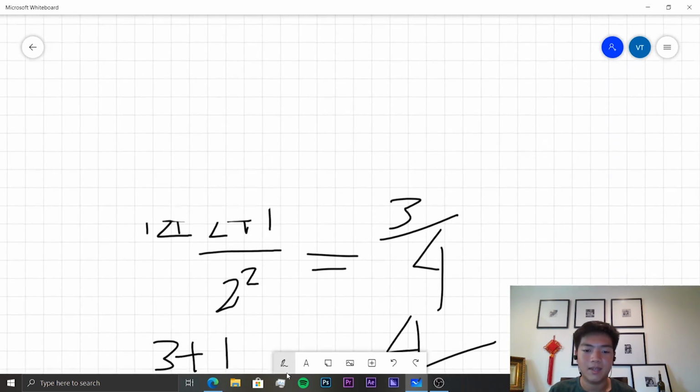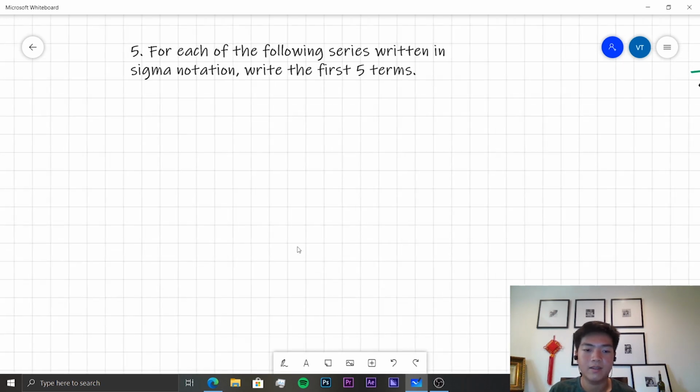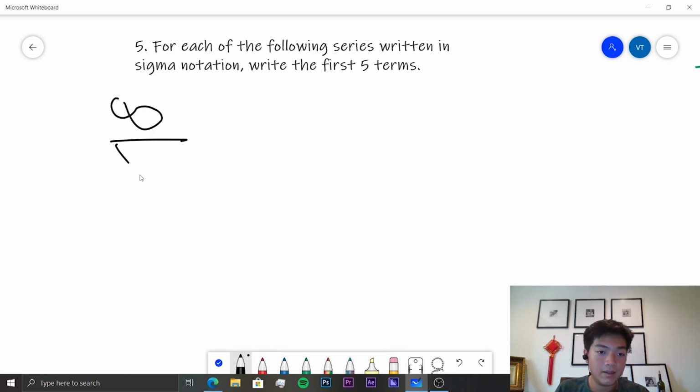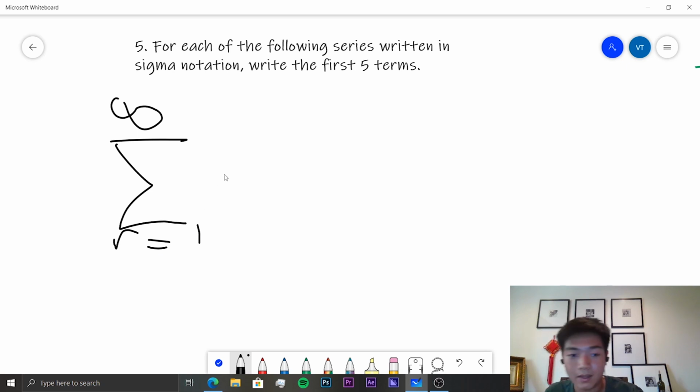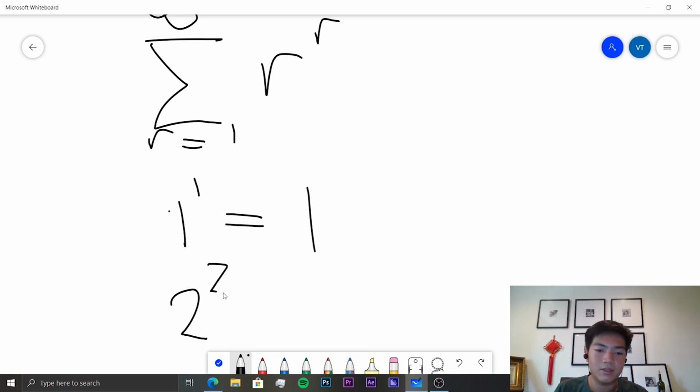Okay, so our next series is starting at 1 and ending at infinity, r to the power of r. So you have to write the first 5 terms. The first term is 1 to the power of 1, which is equal to 1. Second term is 2 to the power of 2, which is equal to 4. I mean, still pretty easy.